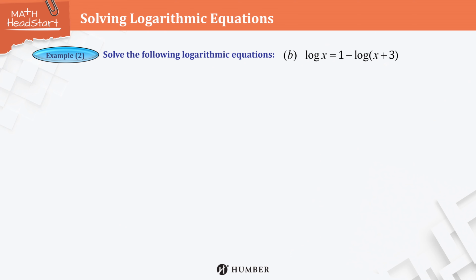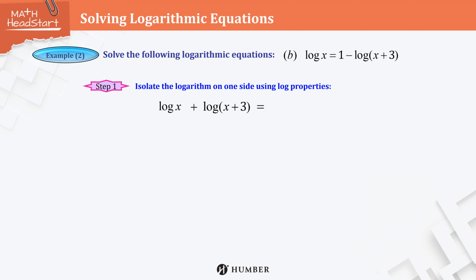Let's solve one more example. We can see two logarithms and a constant term. First, we need to isolate the logarithms on one side. So we move the logarithm from the right to the left and keep the constant 1 on the right side. Since we have two terms of logarithms on the left, let's combine them using the product rule from our log properties.